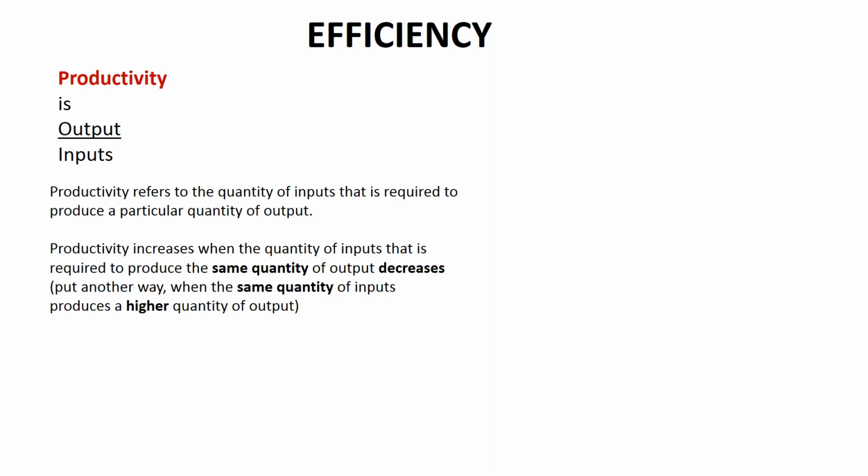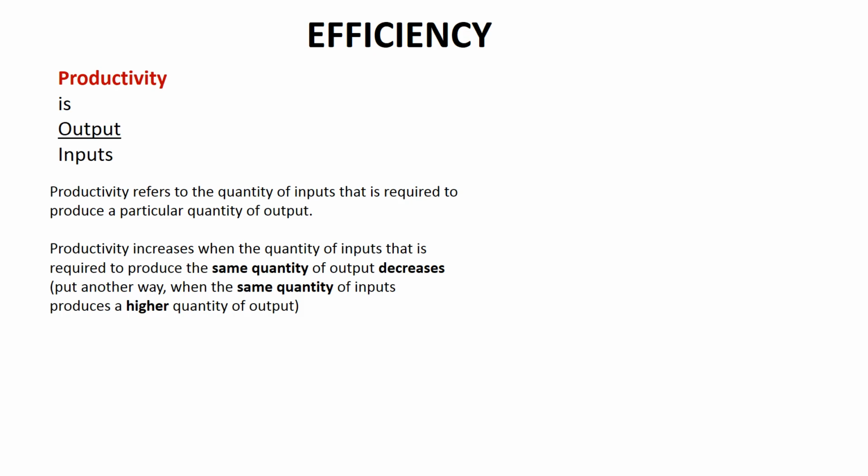Before we look at efficiency, I want to tell you about a concept that we've already looked at and that is closely related to efficiency. This is the concept of productivity. Productivity is measured as the quantity of output divided by the quantity of inputs. In other words, it measures the quantity of inputs that is needed to produce a particular quantity of output. Productivity increases when the quantity of inputs that is required to produce the same quantity of output decreases. Put another way, productivity increases when the same quantity of inputs produces a higher quantity of output.